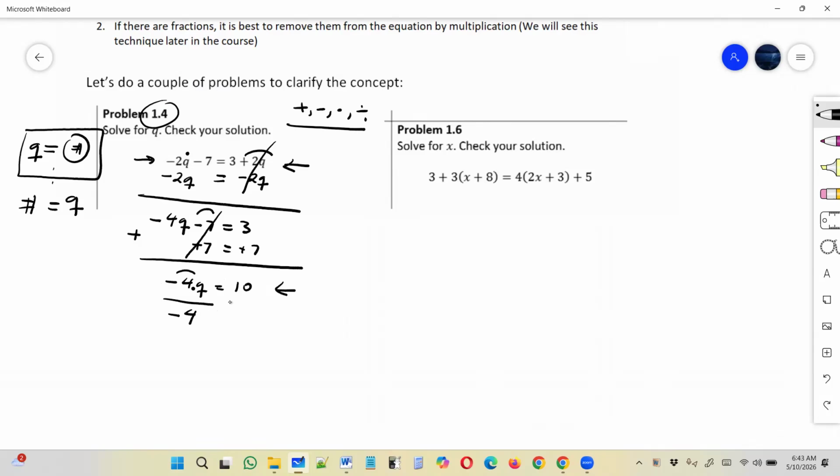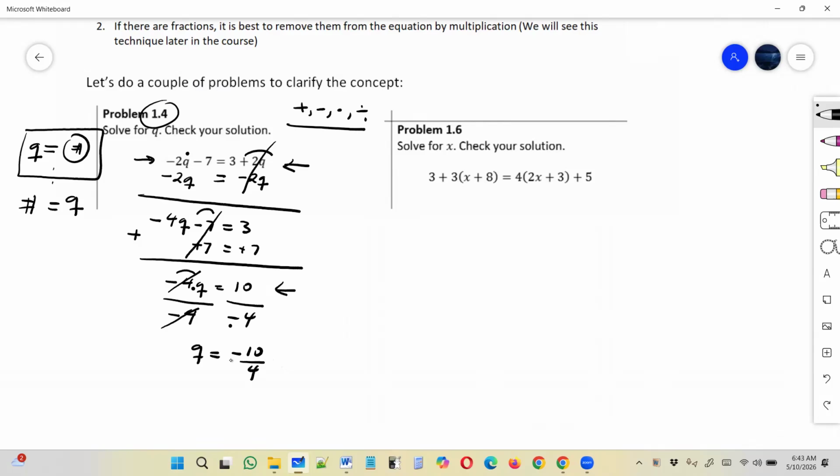And if I divide it on the left, I divide it on the right. So now the negative 4 here cancels with the negative 4 there. And I'm going to be left with just q on the left side. And I have this negative 10 over 4. Remember to never leave a negative as your denominator. I have this negative 10 over 4.